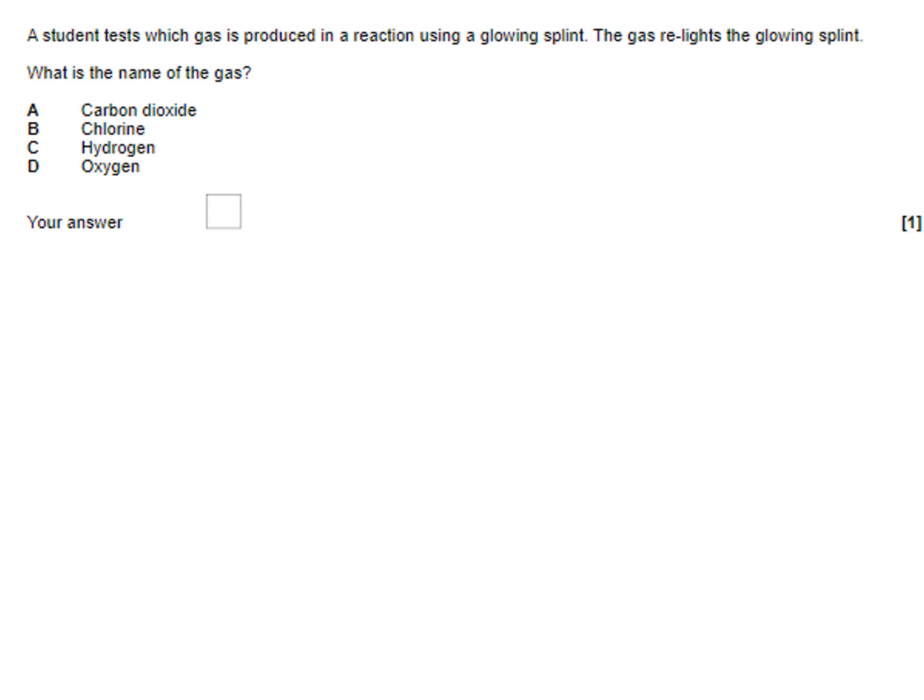Okay, so it says a student tests which gas is produced in a reaction using a glowing splint. The gas relights the glowing splint. What is the name of the gas? So you need to think about what of those 4 options, which one relit the glowing splint, and the answer is D for oxygen.